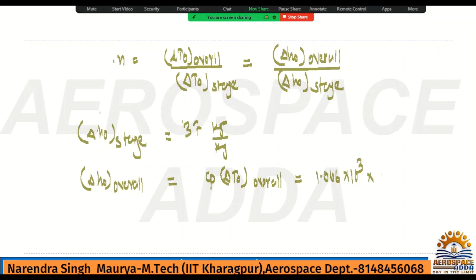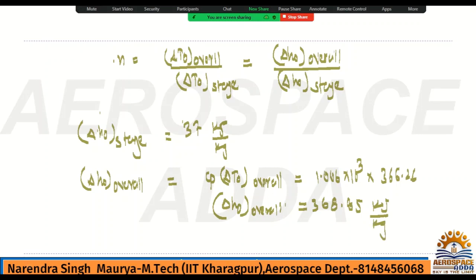So 366 point, if you calculate this value, you will get delta H naught overall. Where is my calculator? Here. If you do this, so how much you will get? 1.006 into 366.66, you will have 368.85 kilojoule per kg.